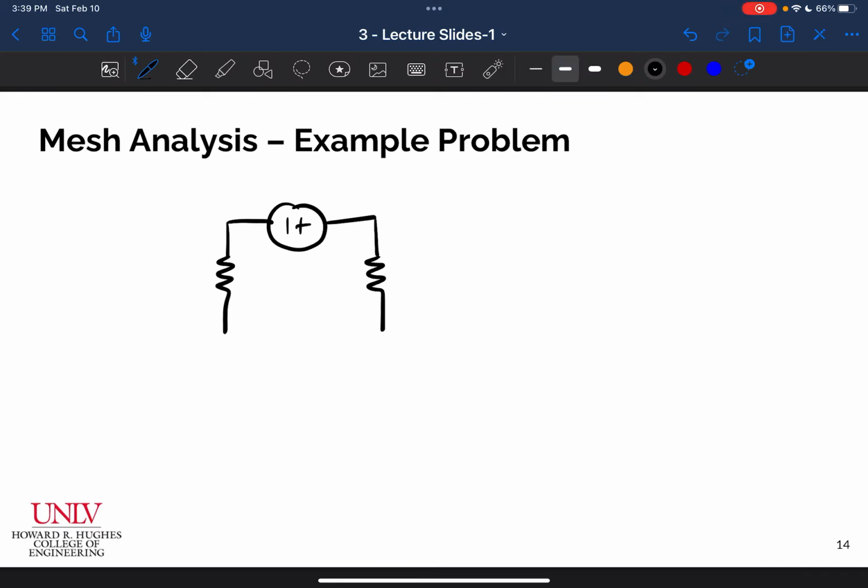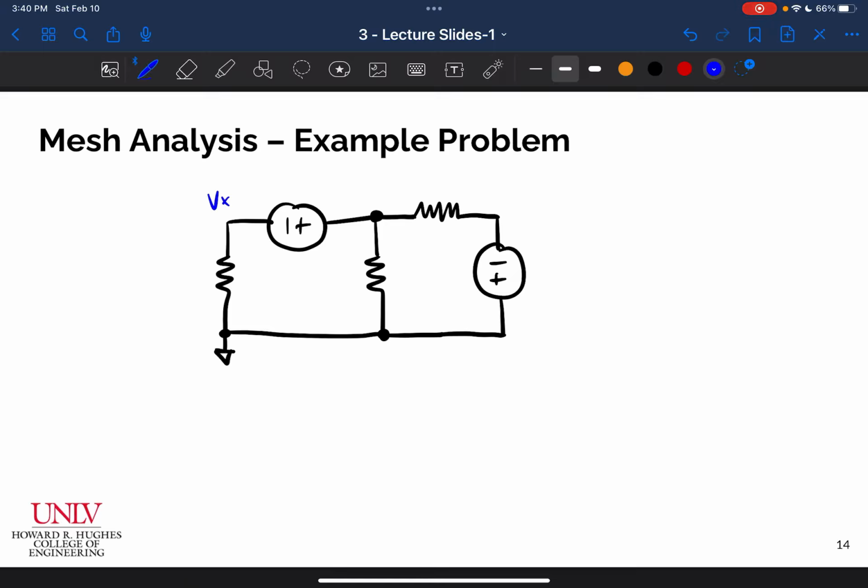But let's just go ahead and switch it up a little bit just to make sure you're on your toes with mesh analysis. Let's go ahead and put a resistor here, and then another source just like that. Make this one real tricky looking, and I'll put ground right here. And let's say that our goal for this example problem is to determine Vx, Vy, and Vz.